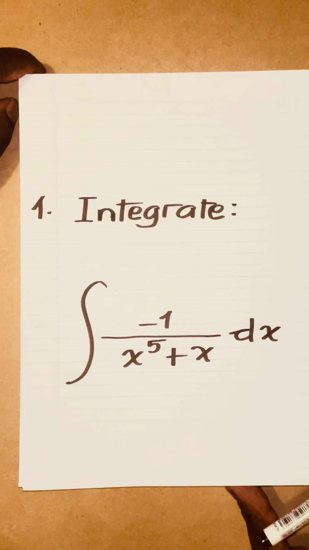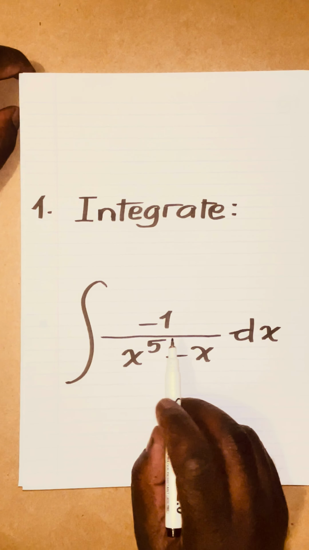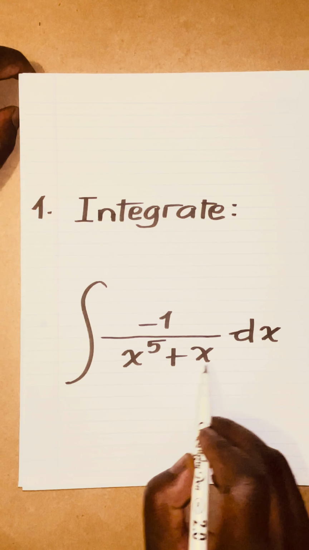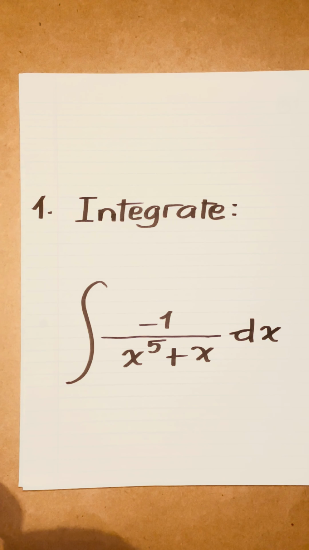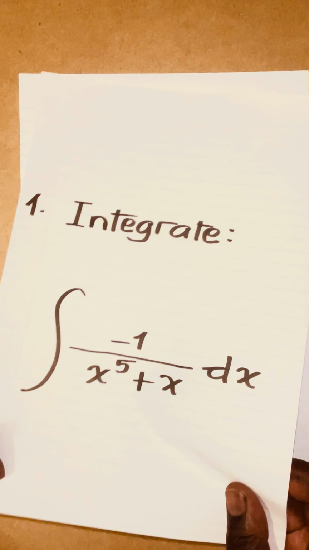In this video I have two integrals to look at. The first one is this one. It's the integral of -1 all over x to the power 5 plus x dx. Now it is very tempting to think that you need to factorize the denominator. However, we perform a simple trick that dismantles the entire of this integral as follows.